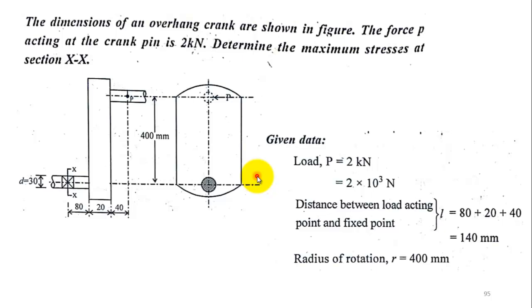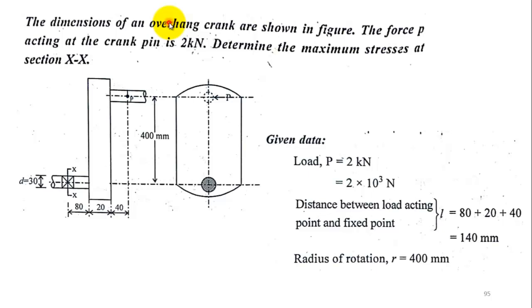If you consider this problem, it is a design member. This member, can you identify what it is? In the question itself it is given. It's a crank. This handle will cause some bending or torsion acting on it. We have to rotate this crank. The dimensions of the overhang crank are shown in this figure.